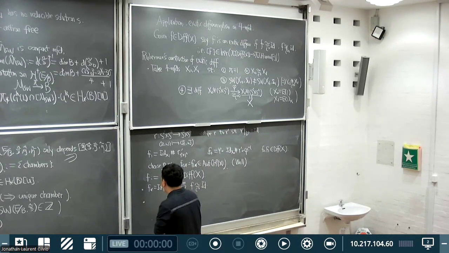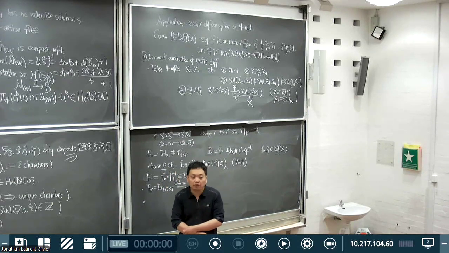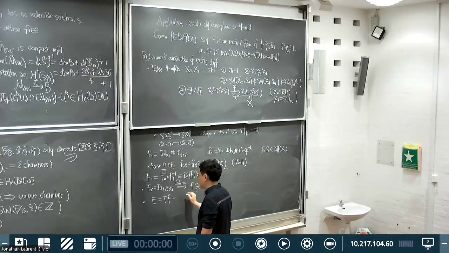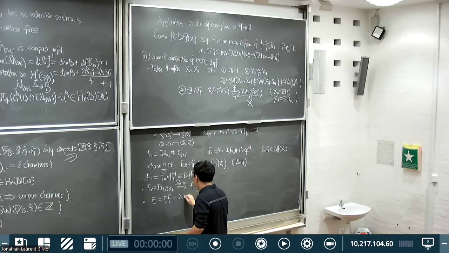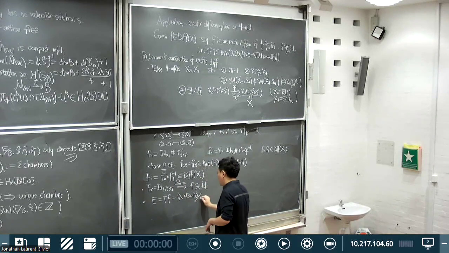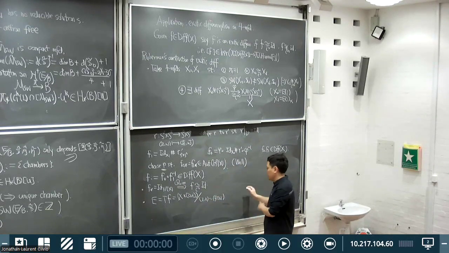Now, what remains to prove is that F is not smoothly isotopic to the identity. How to do that? Well, let's set E to be the mapping torus of F, which is just X times 0, 1 quotiented by x, 0 identified with F(x), 1. And of course, we get a smooth bundle over the circle S1.